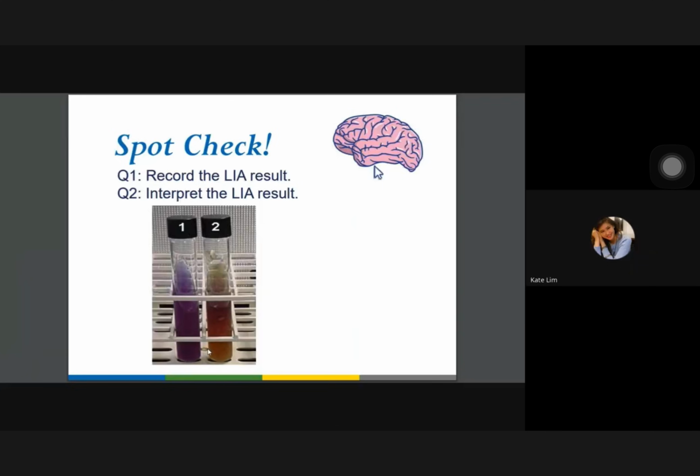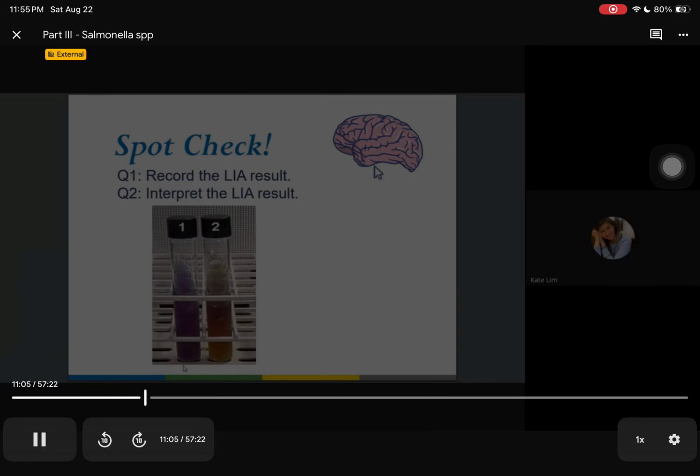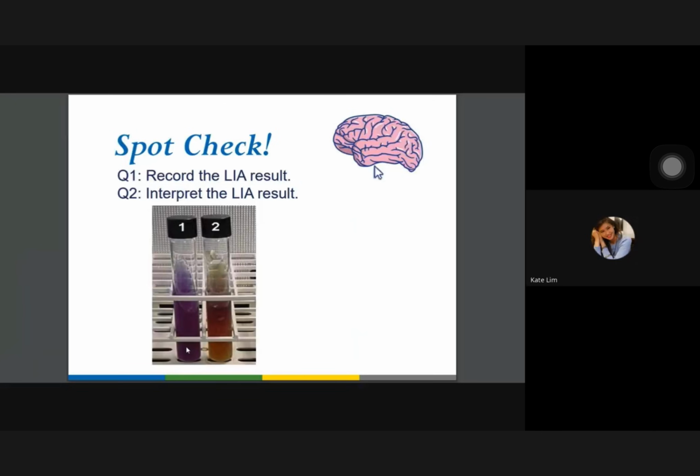So how about test tube number one? We could observe first the slant. What is the color of the slant? That is purple. So meaning lysine deaminase, is it positive or negative? It's lysine deaminase negative. How about the color of the butt? The color of the butt is purple. That would tell you that lysine decarboxylase is positive. So how are we going to record the result?